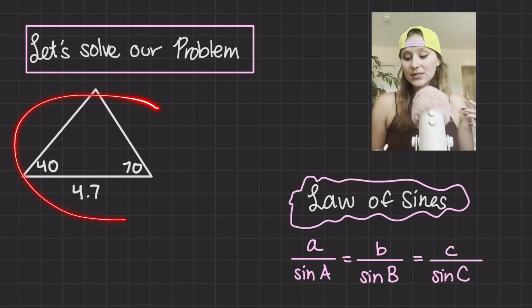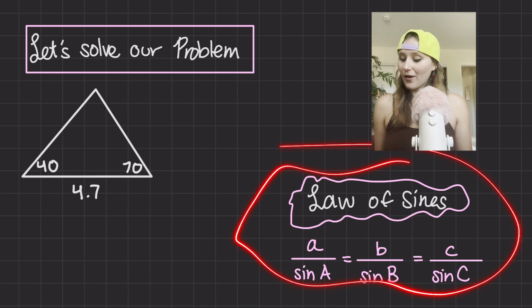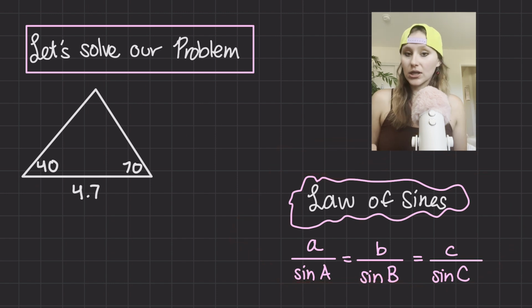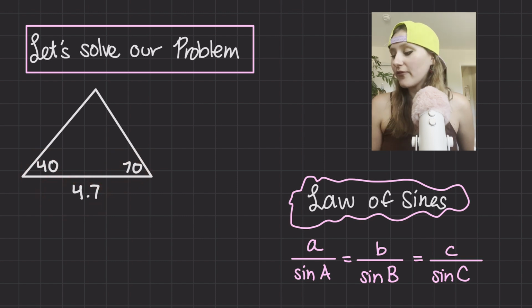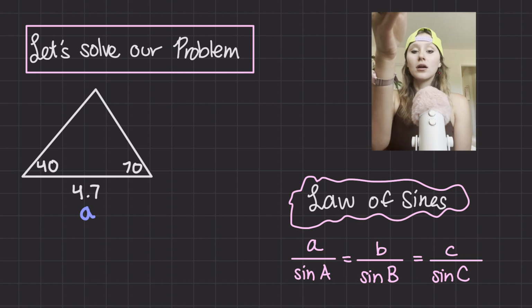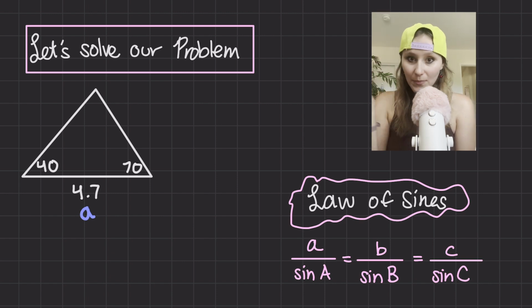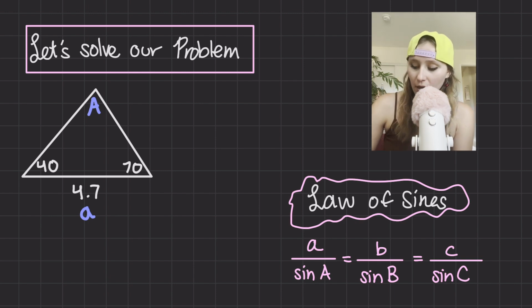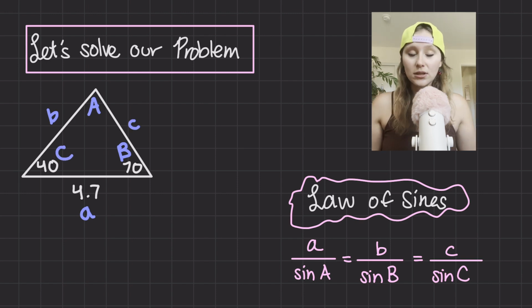Let's solve this problem. So this is what we're given. We know this law that we're going to use today, and we're going to use it because we have 2 known degrees and 1 side length. So first things first, we're going to identify which is which. Let's just call this 4.7 a, and knowing that's little a, the opposite angle is going to be big A. And then arbitrarily, we have this 70 as B, so little b is across, and then we have that 40 as C. Okay, so we named these things.